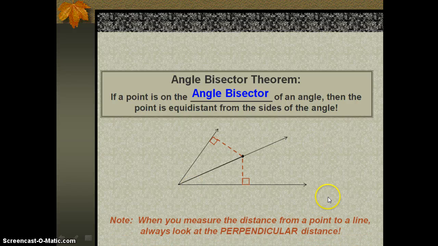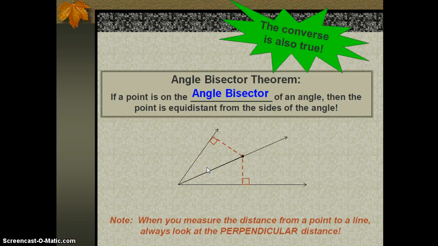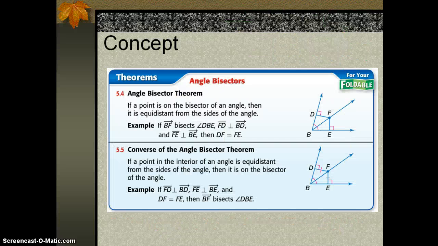Whenever you measure the distance from a point to a line, always look for perpendicular distance. So always make sure that's forming a 90-degree angle with the sides. The converse of this is also true. So let's look at the theorems out of your book.